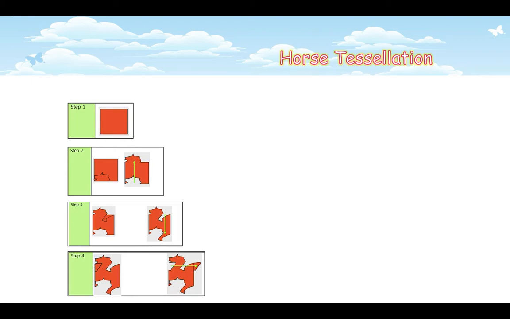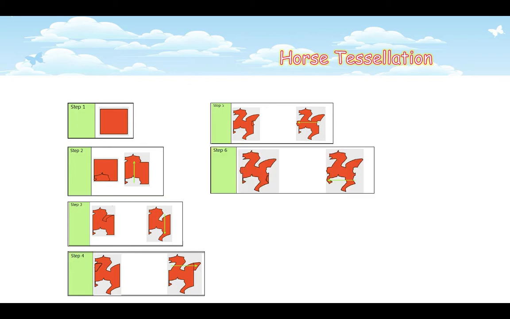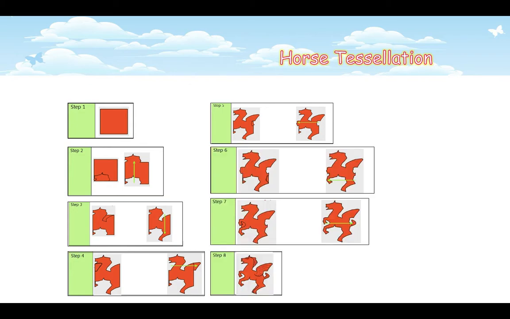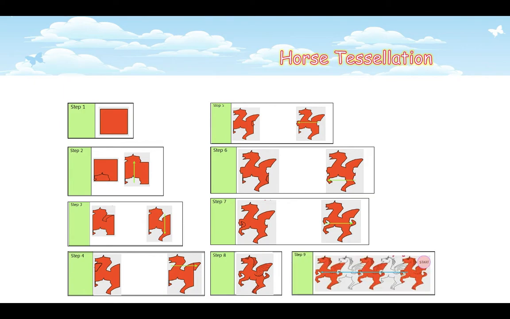Continue the process by cutting and moving until we get the complete picture of the horse. After that, you still have the same square, but now it has been transformed into the horse. And if you copy-paste the horse, you will be able to cover all of the area of your surface.